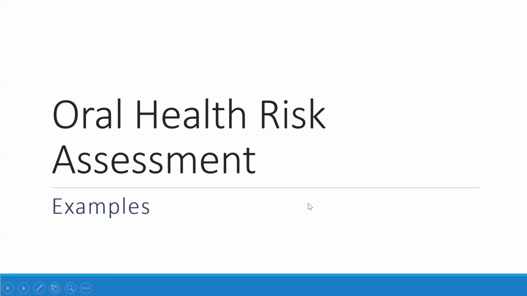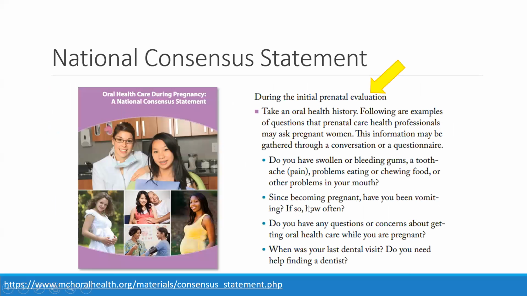And now for some oral health risk assessment examples. Let's start with the National Consensus Statement, which is linked at the bottom of this slide. The National Consensus Statement states that an oral health history should be taken during the initial prenatal evaluation. This information could be gathered via conversation or questionnaire. Below are some questions that you could consider asking your pregnant patients and integrating into your EMRs.